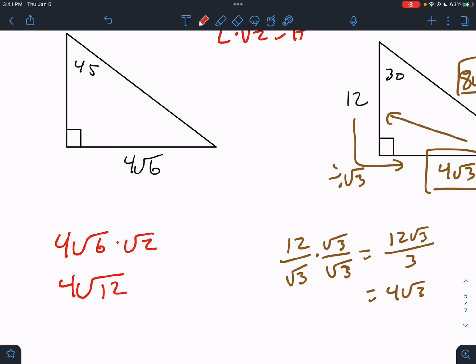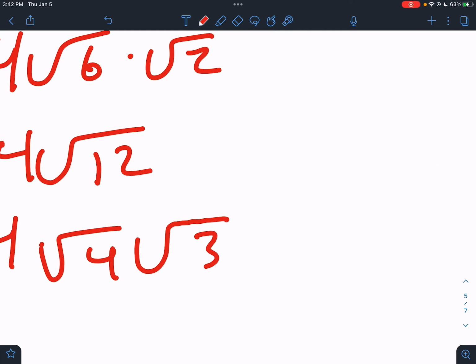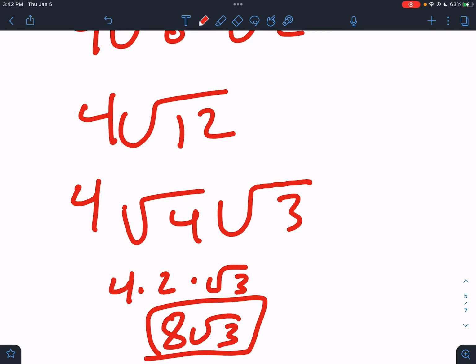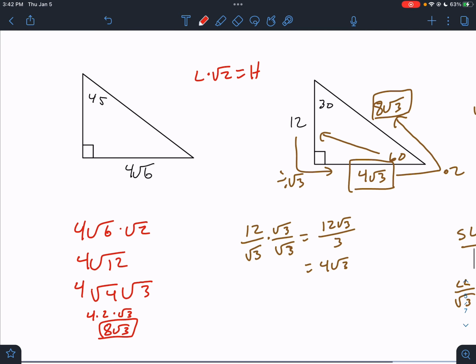Well, we got to break down 12. If the radical is not fully simplified, you're not done. This is 4 times the square root of 4 times the square root of 3, right? Isn't root 12 the same as root 4 times root 3? Yep. Well, that's just 4 times 2 times root 3. That is 8 root 3. So the hypotenuse is 8 root 3. The other leg would be 4 root 6.